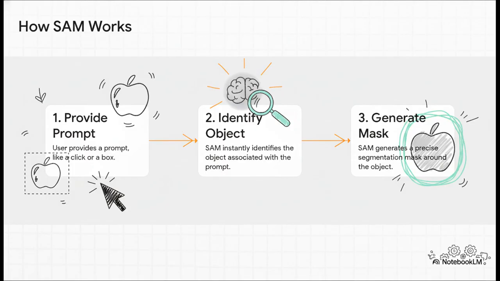The process is just beautifully simple. First, the user gives it a hint. It could be a single click on an object, or maybe a box you draw around it. Second, SAM instantly figures out what object you're pointing to. And third, it generates a perfect pixel-level outline or a mask around that object. It's honestly like a magic wand for photo editing.